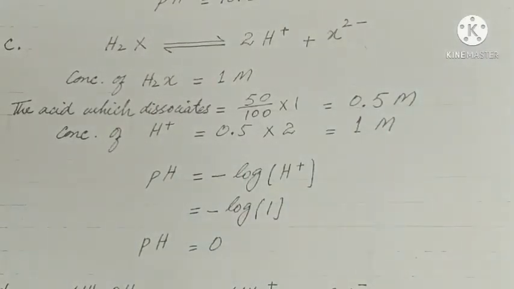Part C, H2X will give 2H positive ion plus X 2 negative ions. Concentration of H2X is equal to 1 mole. The acid which dissociates is 50 over 100 into 1, 0.5 moles. Concentration of H positive ion is 0.5 into 2, because 2 moles of hydrogen ions are formed, which is equal to 1 mole. So formula is pH is equal to negative log of H positive ion, negative log of 1, and log 1 is 0. So pH is equal to 0.